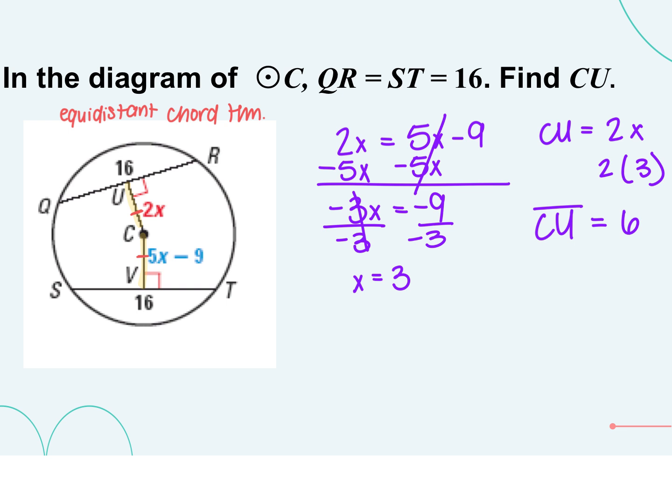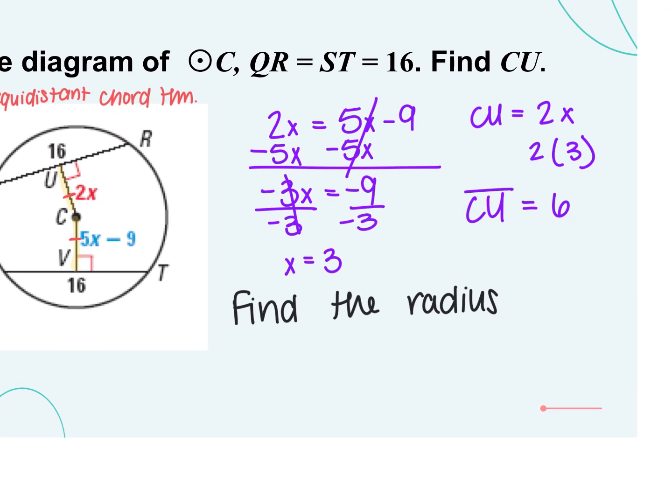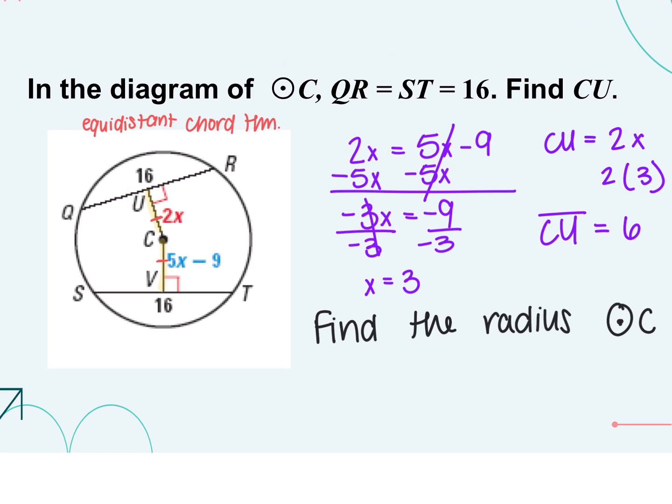We're just going to write, find the radius. Find the radius of circle C. All right, so how am I solving for the radius? Pay attention to how I'm doing this. I'm still looking at my circle. Is there anything drawn on my circle that could give me my radius? Yes or no? Where? How can I find my radius looking at this circle? What am I going to use?